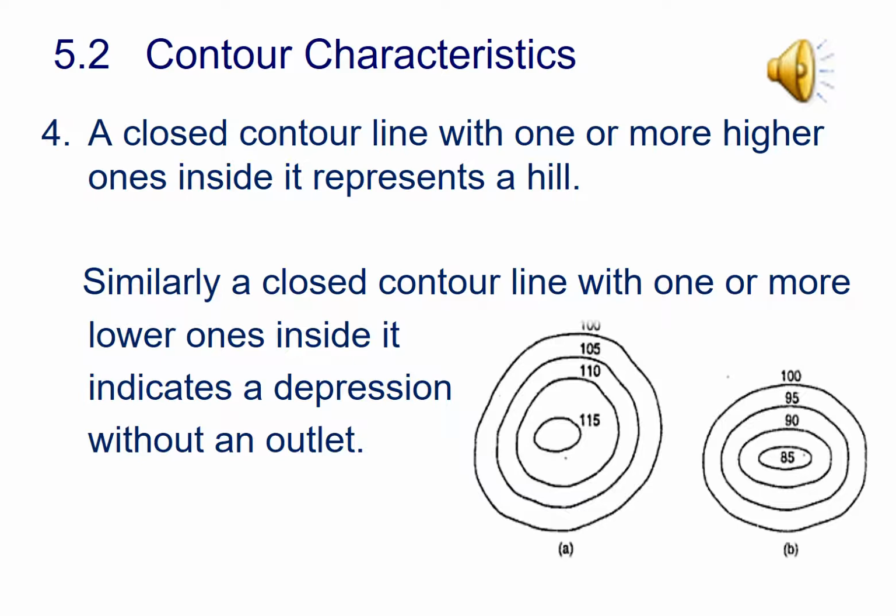The contour maps on this slide show in diagram A a hill, which you'll see has a summit of about 115, and in diagram B a depression in the ground. So that might be something like a lake, let's say, where the bottom elevation of the lake is 85, and once you're coming out of the ground then at 95 and 100. So closed contour lines with ones inside it indicate a depression, but the easiest way to have a look at this is to identify where the highest level is and look at the contour levels on the sketch.